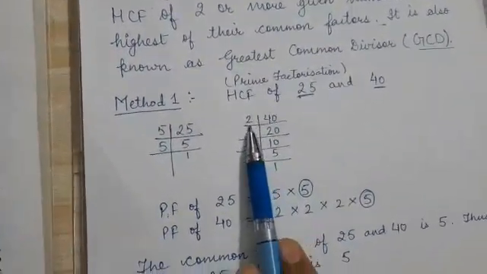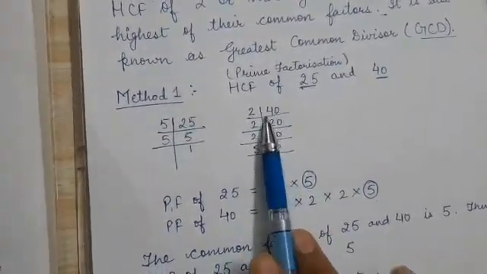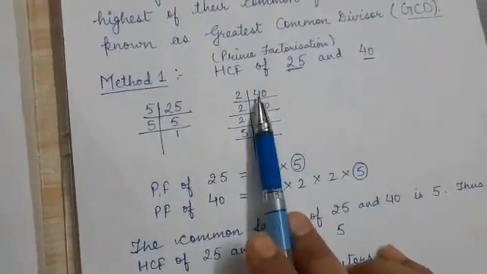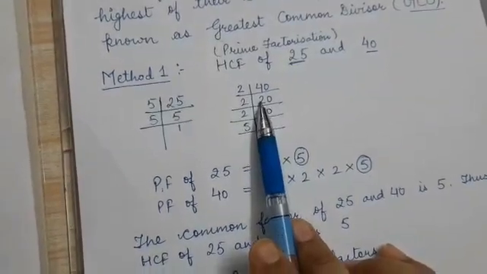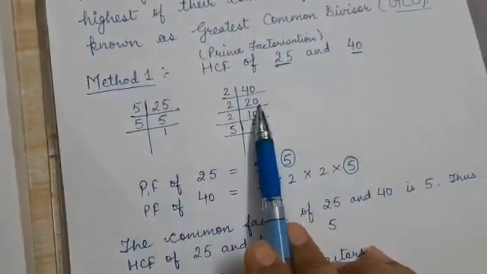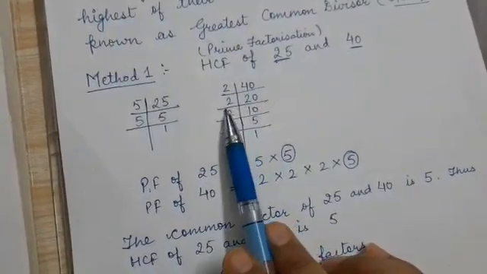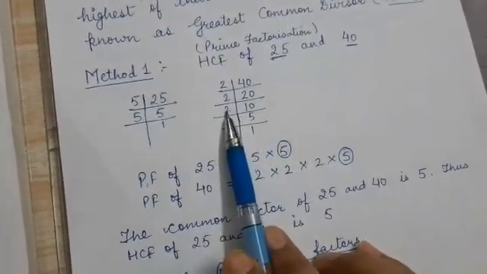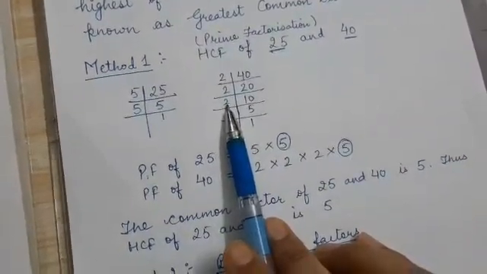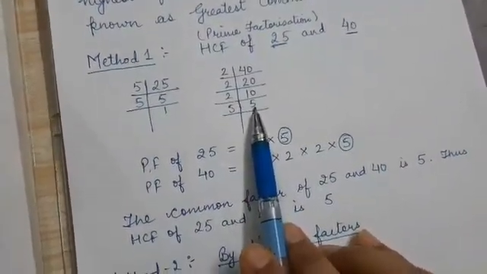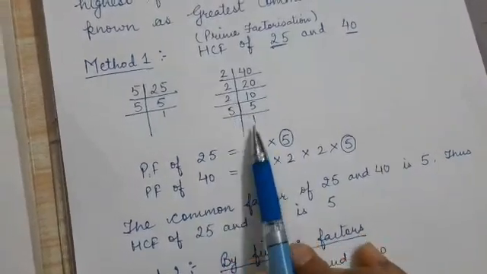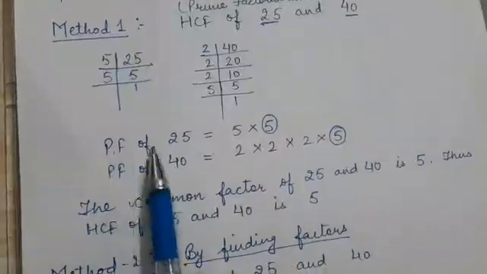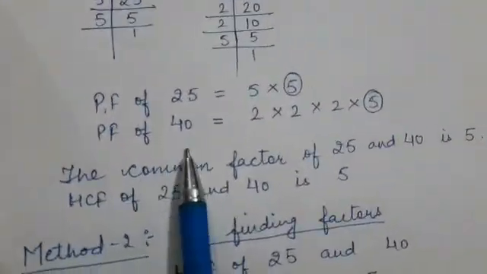Half of 40 is 20, right? Now 20 is again divisible by 2. In the table of 2, it comes at 10. Again 10 is divisible by 2, and it comes at 5. Now again 5 is divisible by 5 only. 5 ones are 5. So now we have got the prime factorization of 25 and 40.